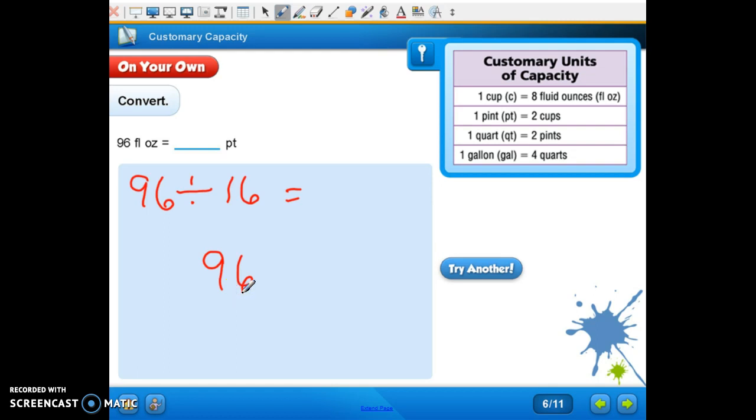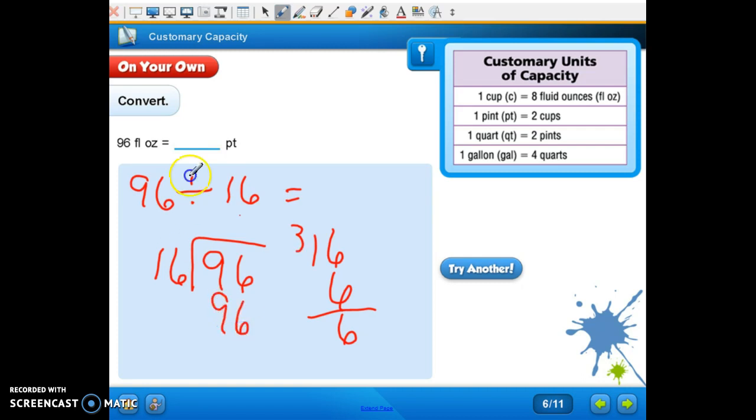96 divided by 16. I chose 6 because I know 6 times 6 is 36, and that's going to give me a 3 there. 6 times 1 is 6, plus 3 is 9, so 96. So 96 fluid ounces is 6 pints.